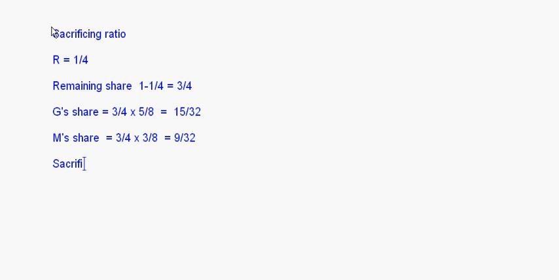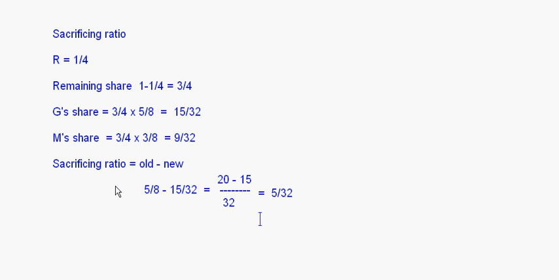Okay, so now you find out the sacrificing ratio, that is old minus new, right? So that will be 5/8 minus 15/32, right, which comes to 32 will be the denominator, right? And then you have 4 5s are 20 here. 20 minus 15, that will be equal to 5/32, right? Is equal to 5/32. Same way you find out for the partner G.